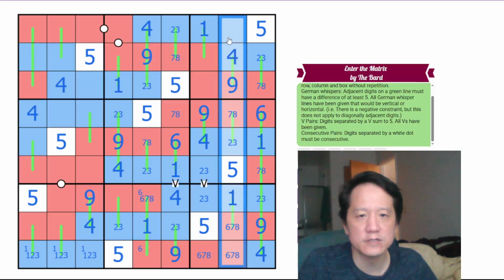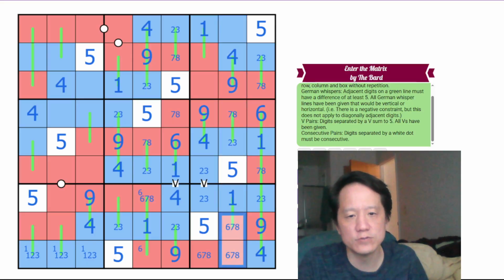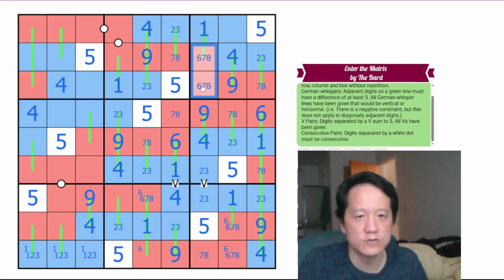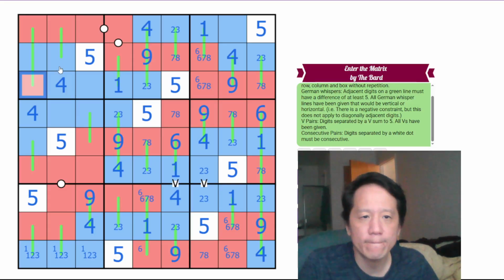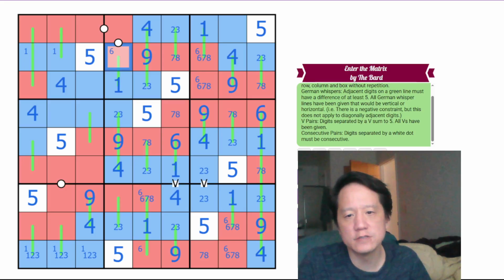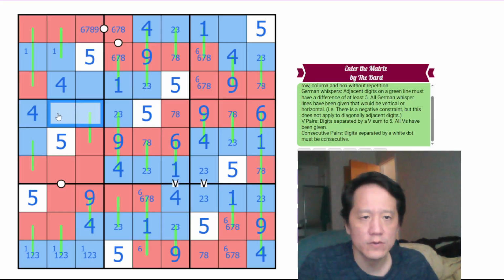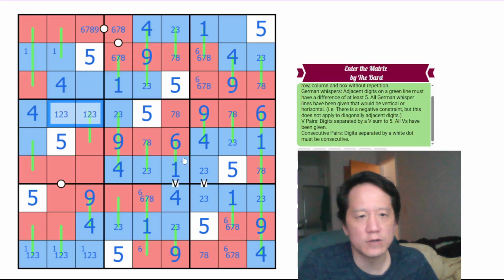Where is the 6 in column 8? It must be one of these 2 cells, which means this cannot be a 6. Where is the 6 in column 7? Could be any of these 2. 1 has to be one of these 2 digits here. This is 6, 7, or 8. It's next to 6, 7, or 8 here. This could be 6 through 9. We have 1, 2, or 3 here. This is 1, 2, or 3 also. This is 2 or 3.